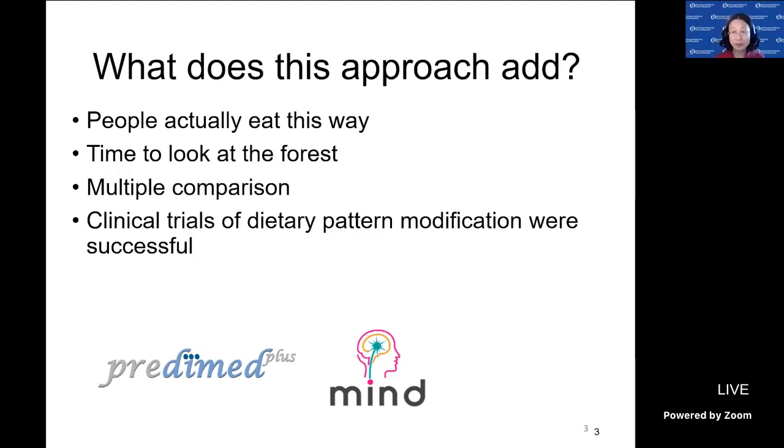And there have been clinical trials already done looking at how changing the entire diet, multiple components, can then influence disease risk. The PREDIMED, first of all, looking into cardiovascular disease, and the MIND trial, looking into cognitive function.